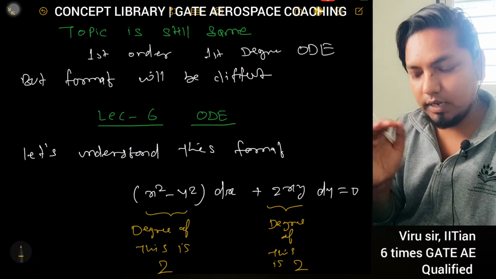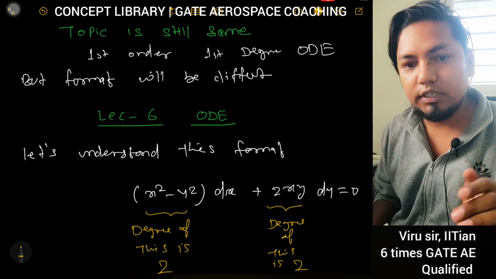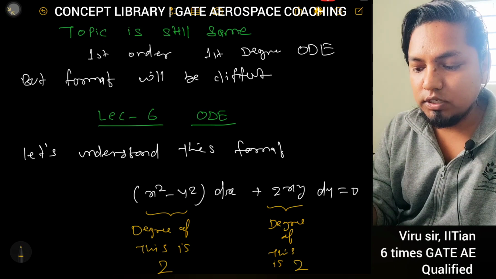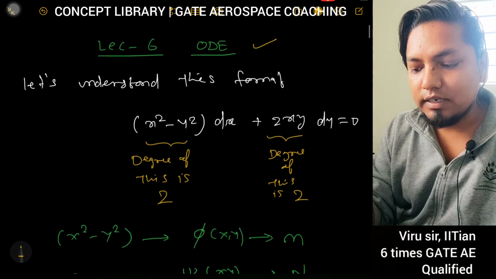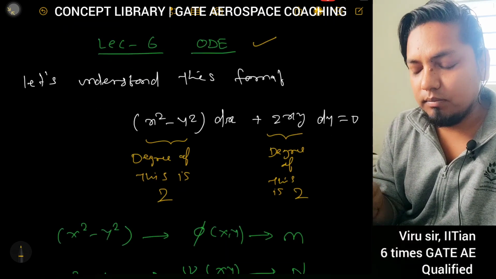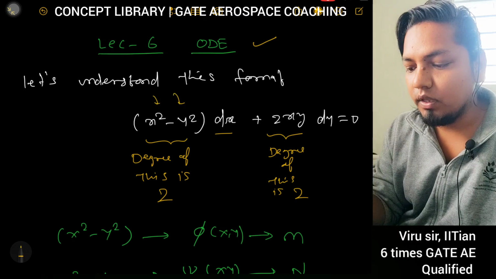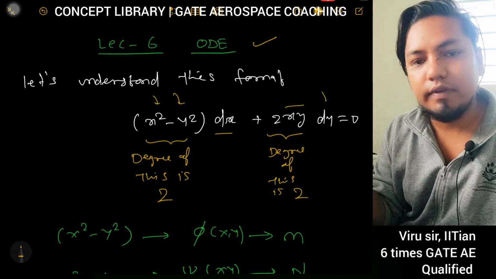We are into the same topic still, first order, first degree ODE, and the format this time will change. So this is lecture 6 for ODE. Let's understand the format now. For example, the coefficient of dx will be a function of x and y. The coefficient of dy will be a function of x and y.